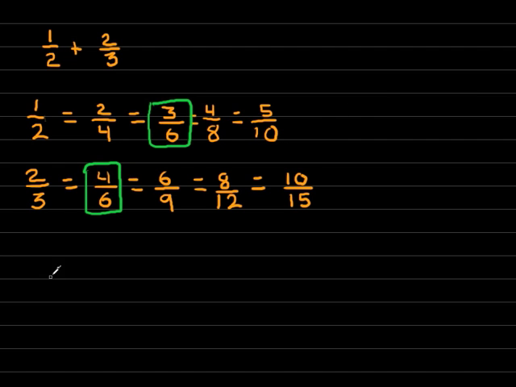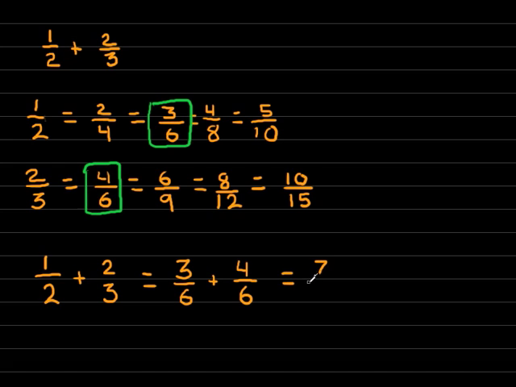So instead of having 1/2 plus 2/3, I can just use 3/6 for 1/2. And I can use 4/6 for 2/3. Now I have the same kinds of things. I have 3/6 and I have 4/6. All together, 3 plus 4, or 7/6.